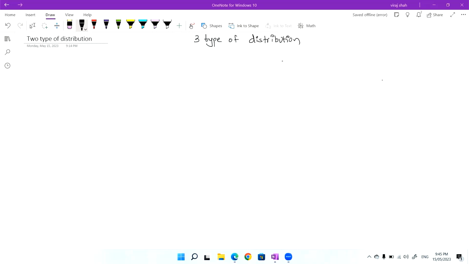Here we are going to study three distributions, ideally three types of distribution. One is known as geometric. The second is known as negative binomial distribution. And the third is known as hypergeometric.